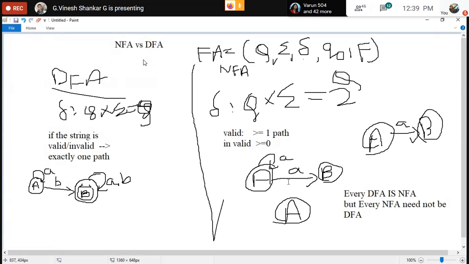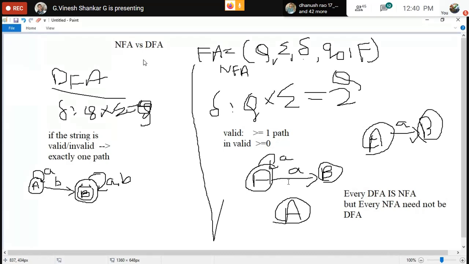Please remember there is a difference between the transition functions. We have also seen the transition function, how it is Q and how it is 2 power Q. If you please revise, if you go back, you can understand how it is 2 power Q, because you are having more than one path for a given input symbol. That's why it is 2 power Q. And it is Q only when there is exactly one path. So this is the difference between DFA and NFA, I can say.